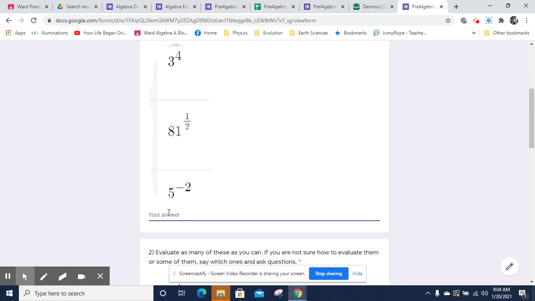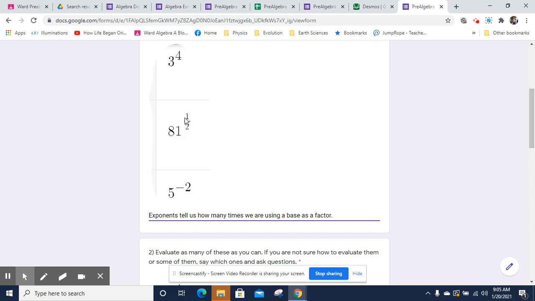So exponents, here's the basic answer, tell us how many times we are using a base as a factor. Okay, so the whole number exponents are pretty straightforward and simple. They just mean we're using 3 as a factor 4 times, 3 times 3 times 3 times 3.